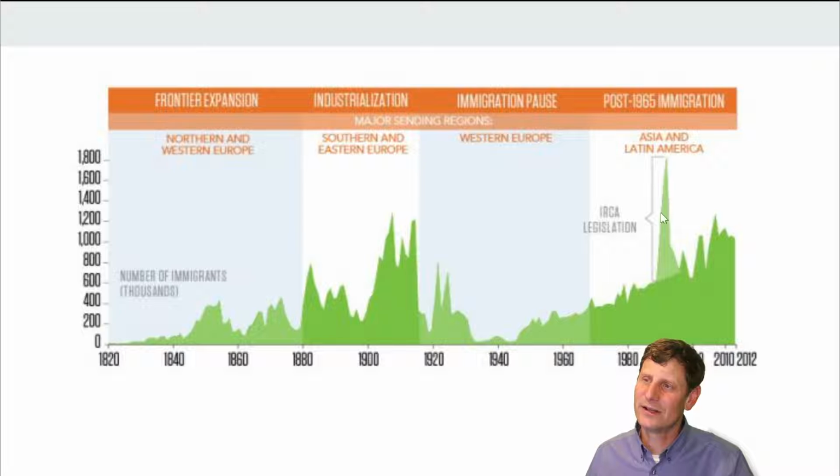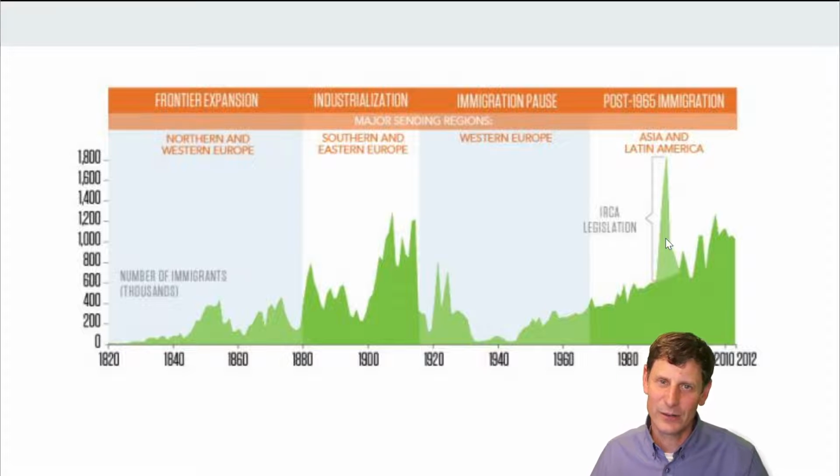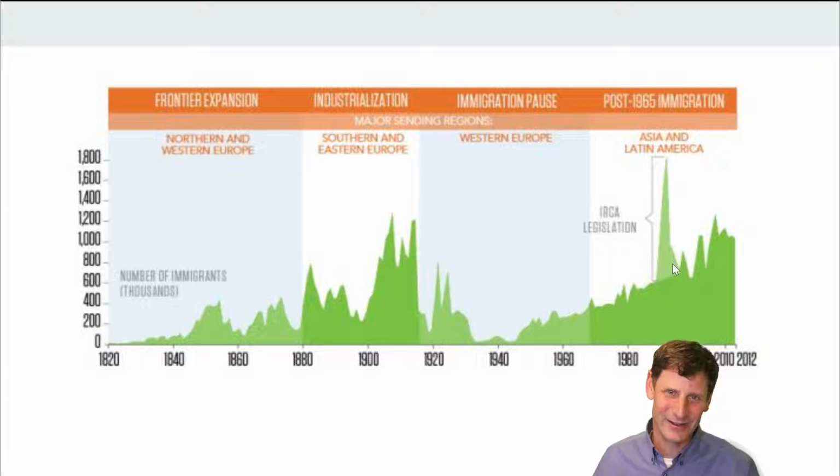This legislation that's highlighted here legalized the immigration status of a number of people who had already been in the country without full documentation, and so that represented a major influx of migration because everyone who was eligible to apply did, and then suddenly got counted as immigrants for that year.